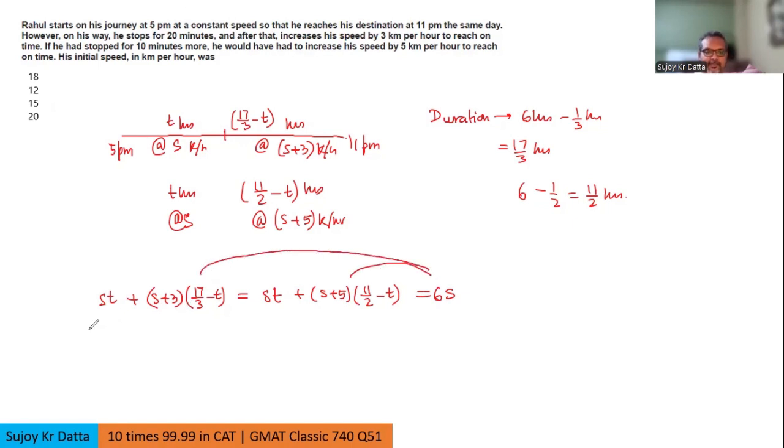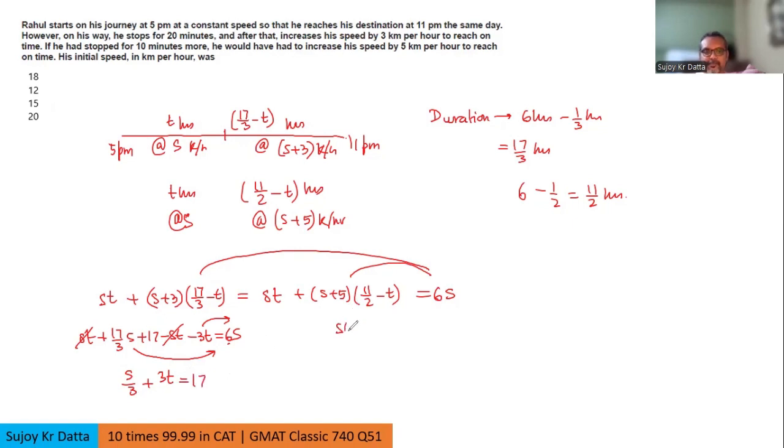We'll equate this and this, and this and this, and see what we get. First let's equate this. We have st plus 17 by 3 s plus 17 minus st minus 3t is 6s. So st is gone. We take the 6s, the 17 by 3 s on that side, and the 3t on that side. So 6s minus 17 by 3 s is s by 3, plus 3t would be 17.